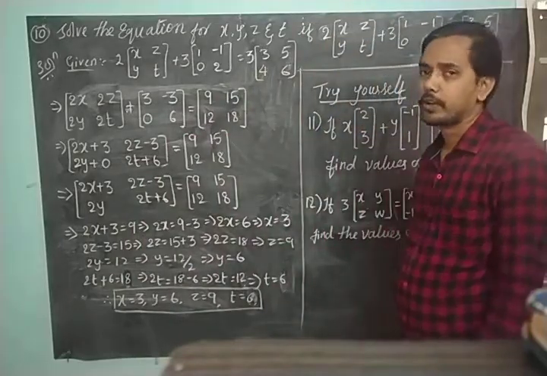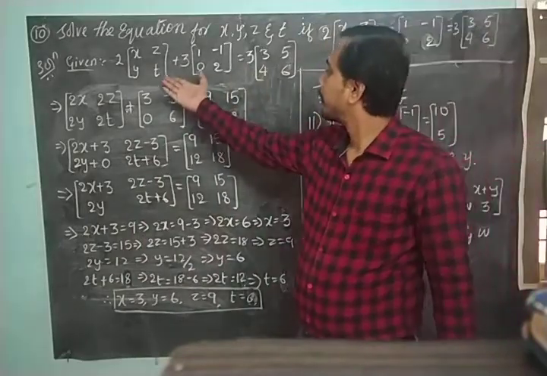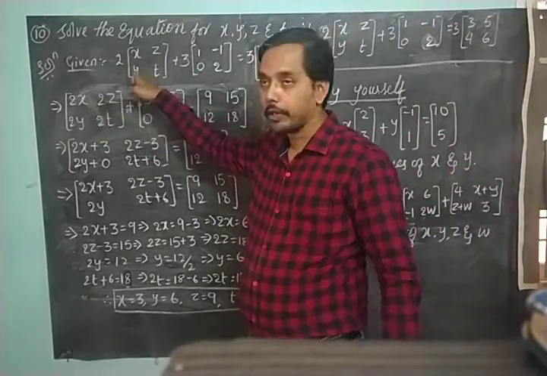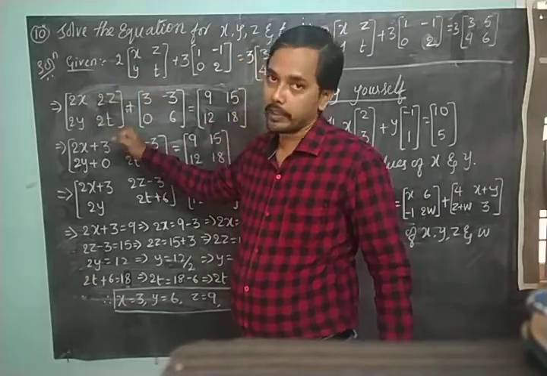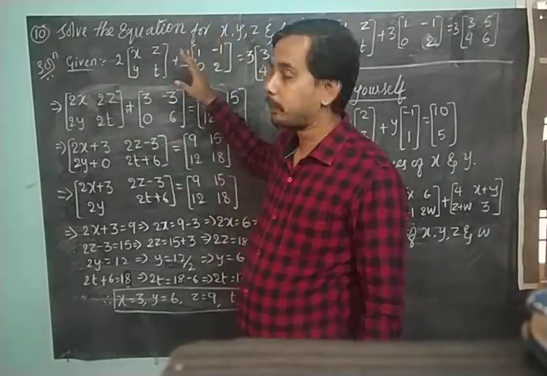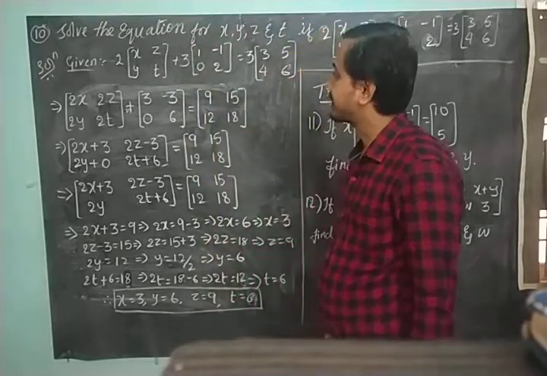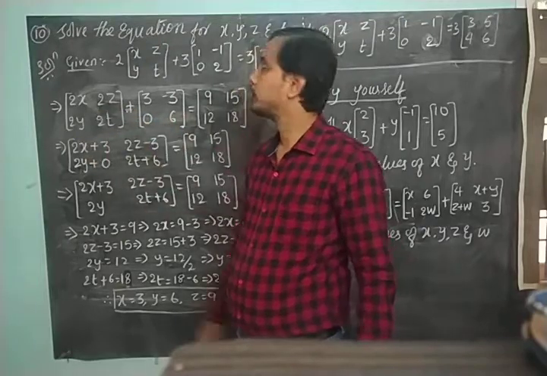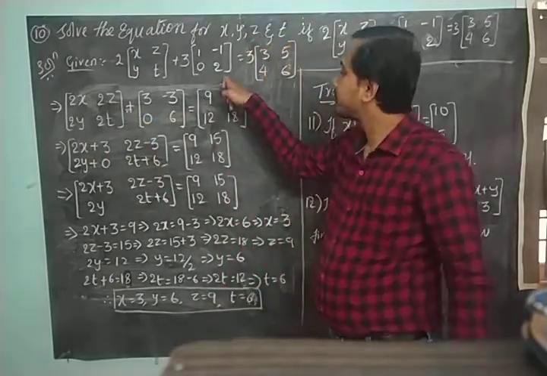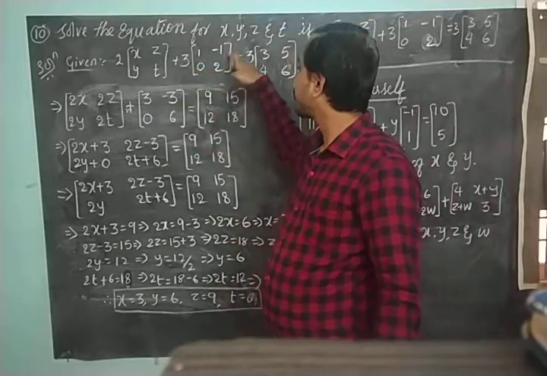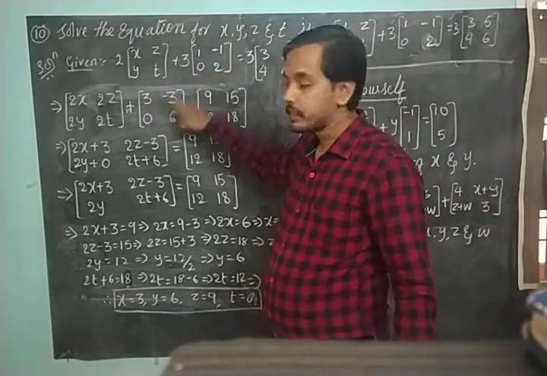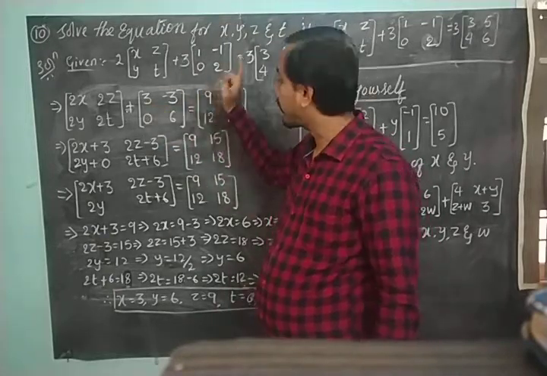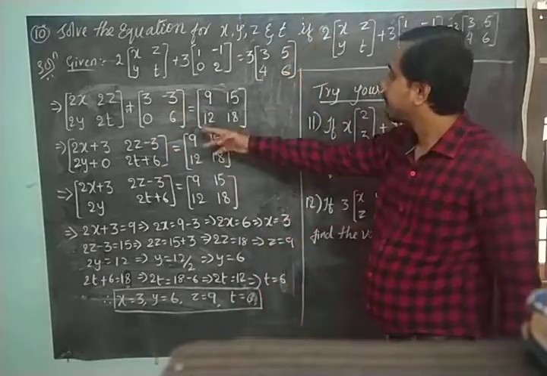Simple way, as we have done till now. This thing I have reproduced here. 2 into x, 2x, 2 into z, 2z, 2 into y, 2y, 2 into t, 2t. Because in scalar multiplication, 2 gets multiplied with each and every element inside the matrix. So 2 into this matrix will give me 2x, 2z, 2y and 2t. Similarly, 3 into this matrix will give me 3 into 1 is 3, 3 into minus 1 is minus 3, 3 into 0 is 0, 3 into 2 is 6. So 3 into this matrix will fetch me 3, minus 3, 0 and 6. That will be equal to, what is this one?